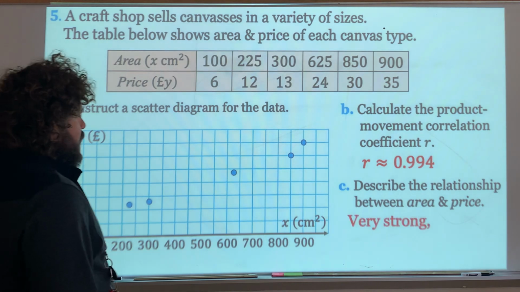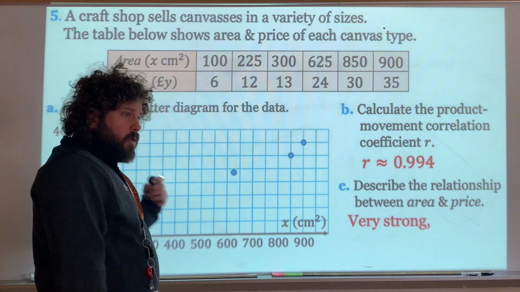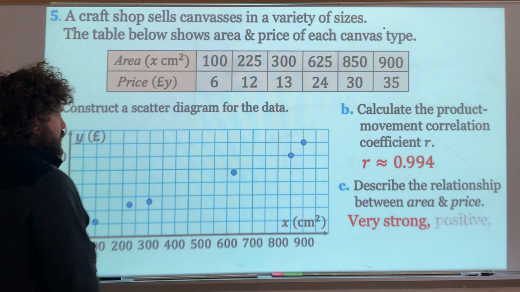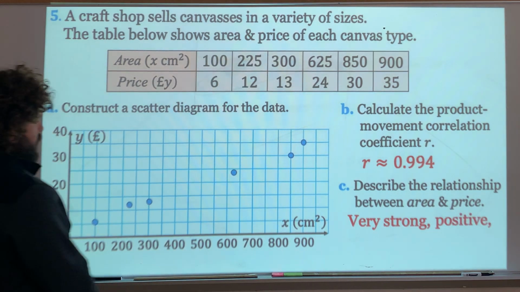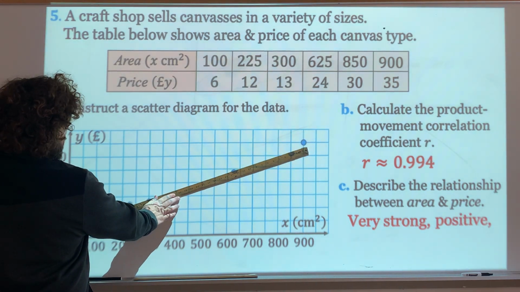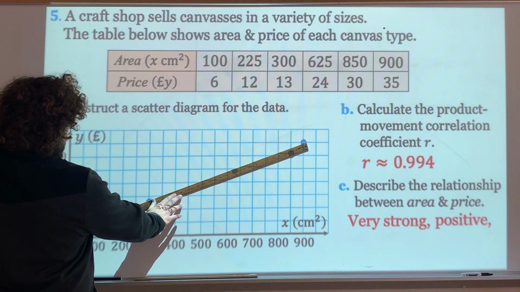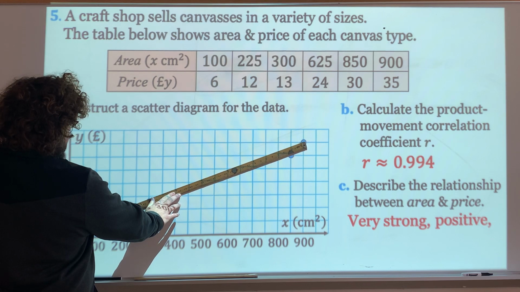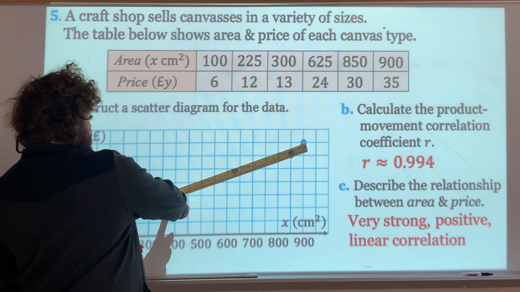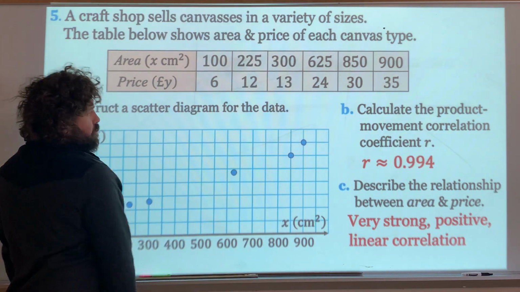What happens? It is very strong, almost perfect. Positive because it's going up. Right? This is the graph right here. This is what the line looks like. Notice almost all the points are touching my line. Linear correlation, yes.